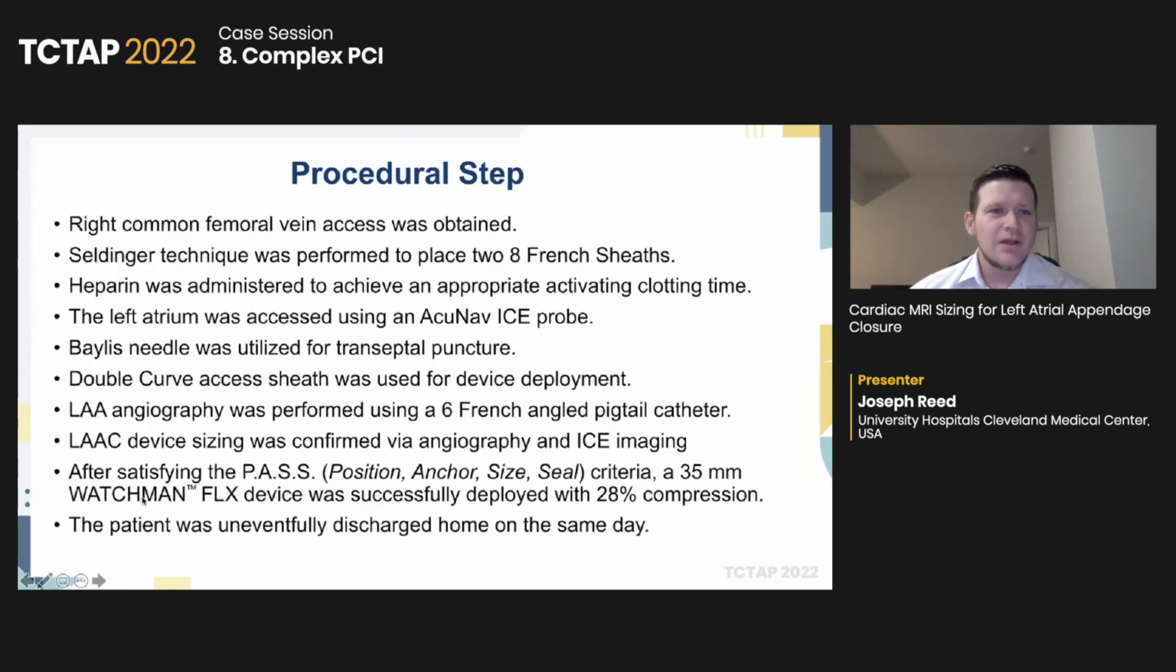For the procedural step, we accessed the right common femoral vein using the Seldinger technique. Heparin was administered.